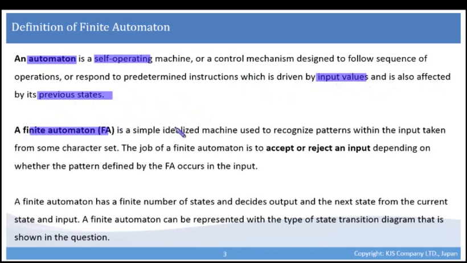A finite automaton, or an FA, is a simple idealized machine used to recognize patterns within the input taken from some character set. The job of a finite automaton is to accept or reject an input depending on whether the pattern defined by the FA occurs in the input. A finite automaton has a finite number of states and decides outputs and the next state from the current state and input value. A finite automaton can be represented with the type of state transition diagram that was shown in the question. So we've got our finite automaton and we have our transition diagram. So let's see if our input sequence will be accepted or rejected by a finite automaton.